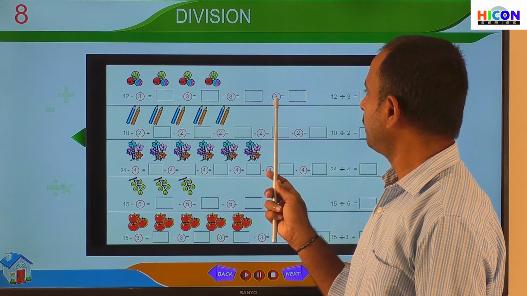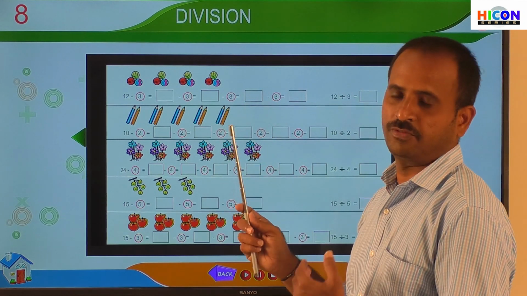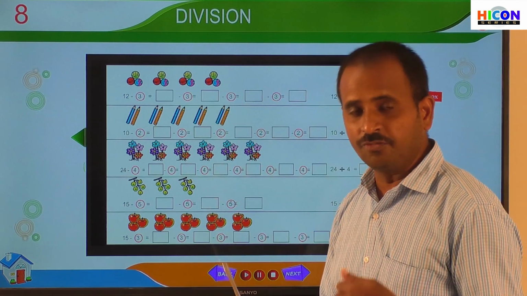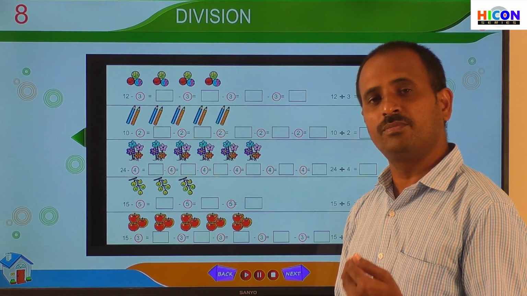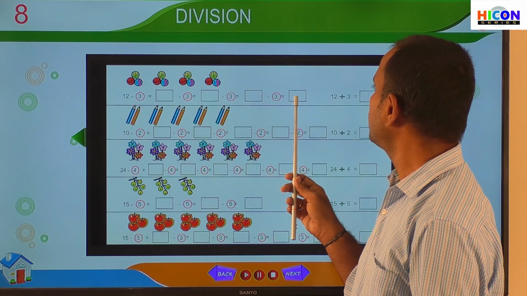And again the number repeats. Again the 3 is subtracted from 3. If we subtract 3 from 3, how much will we get? If we subtract any number from the same number, we will get the answer as 0.